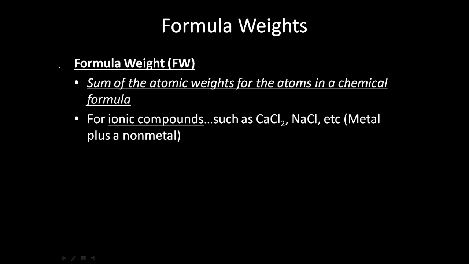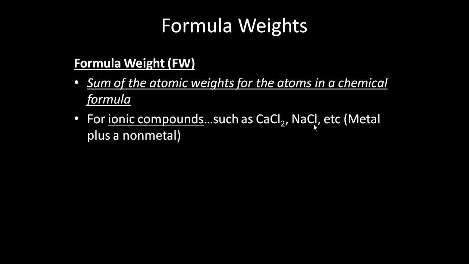The way to calculate these is by adding up the sum of all the atomic weights for the atoms in the chemical formula. Now, if you don't recall what the atomic weights are, let me show you. For an ionic compound, such as calcium chloride or sodium chloride, you're adding up all the atomic weights for those particular atoms. So you would add up one atomic weight of calcium and two atomic weights of chlorine, or one atomic weight of sodium and one atomic weight of chlorine.